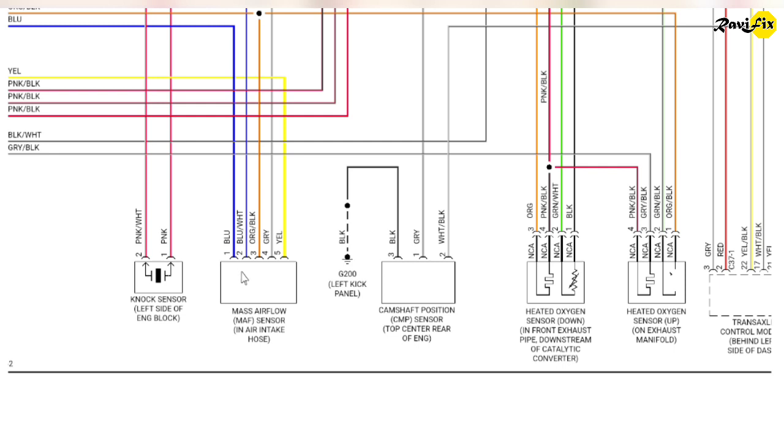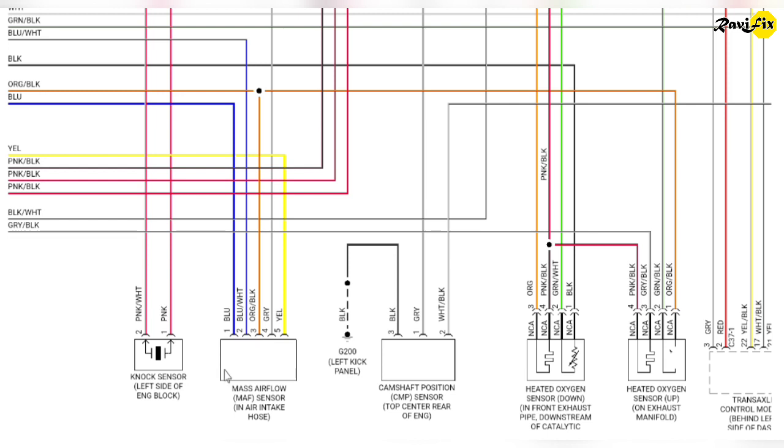Let's see the wiring arrangement of the mass airflow sensor. Remember, this unit has two sensors, the mass airflow sensor and the intake air temperature sensor. You can see here number 1, blue wire goes to the engine control module. That is the mass airflow sensor signal wire. Number 2, blue and white wire, is also going to the engine control module. That is the intake air temperature sensor signal wire.